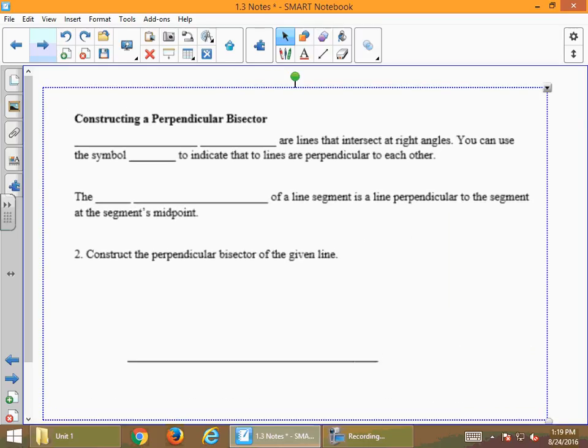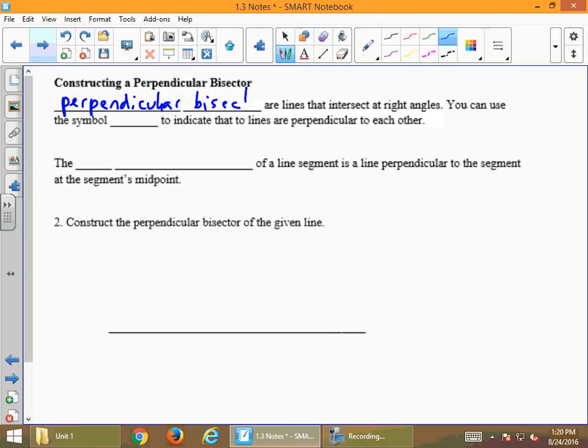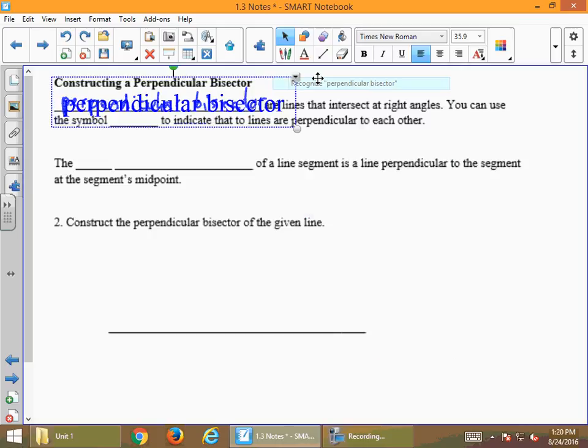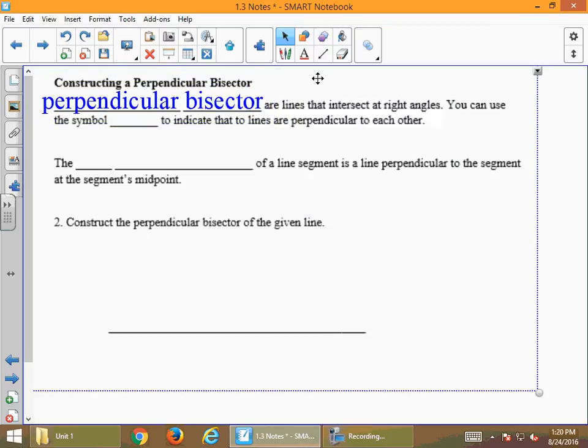This one. Constructing a perpendicular bisector. Sounds really tough. We'll figure it out. Blank blank are lines that intersect at right angles. Well, you guessed it, as we've had thus far, this is the construction word here. So this is going to be perpendicular bisector. Perpendicular bisector. They are lines that intersect at right angles.